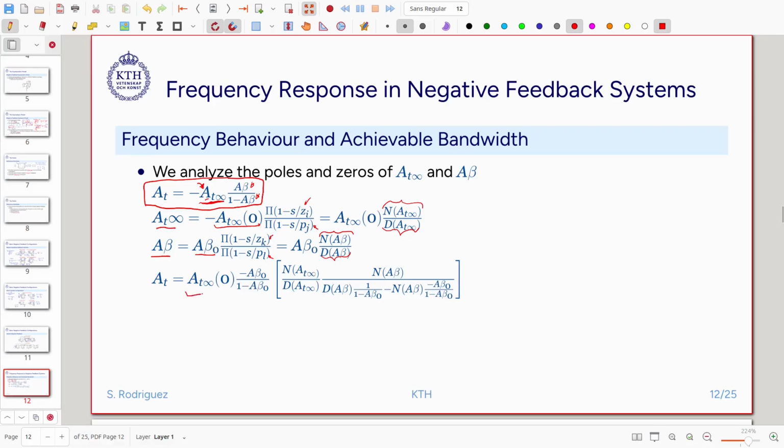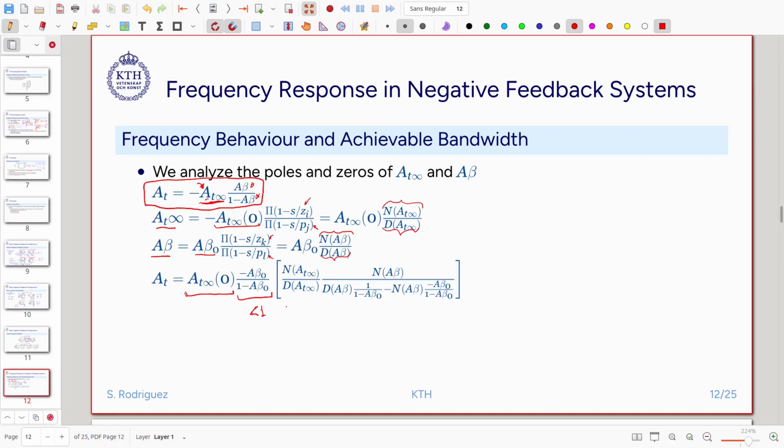First, we have, as we expect, a term at DC, frequency 0, that depends only on the asymptotic gain. Okay, then we will have a term that is also at DC, frequency 0. This term depends only on the low frequency gain of the amplifier and on beta, the feedback components. And this one, we can see that it is always going to be lower than 1. It approaches 1 only when A beta null is very, very large. Okay, so that is what we will call the accuracy of our system.